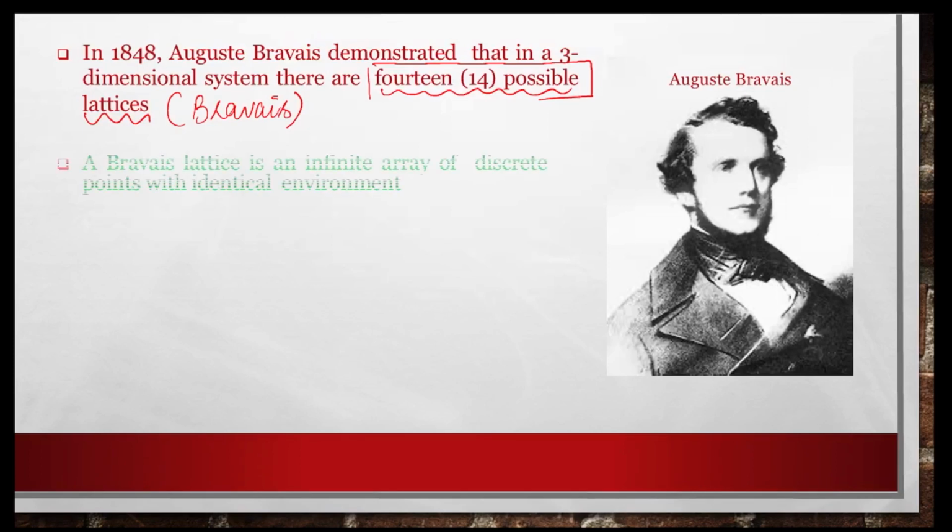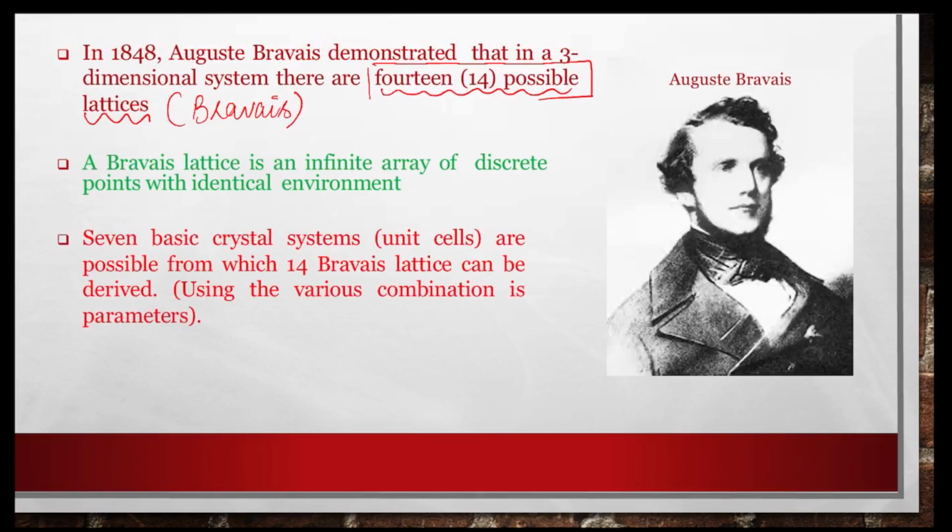Correct? Very, very important. A Bravais lattice is an infinite array of discrete points with identical environment. That's basically a crystal lattice definition. Correct? And out of these 14 possible lattices, he said that there are 7 basic unit cells, meaning 7 basic crystal systems. And how are these crystal systems produced? They are produced with the relation between A, B, C and alpha, beta, gamma. The 3 interfacial angles and the 3 edge lengths.